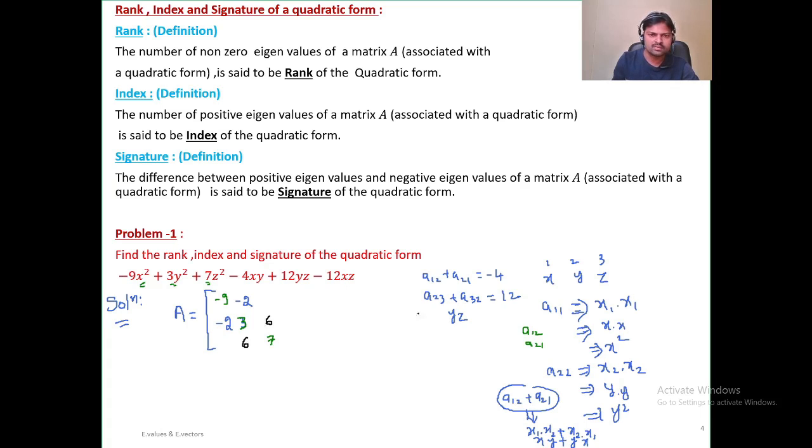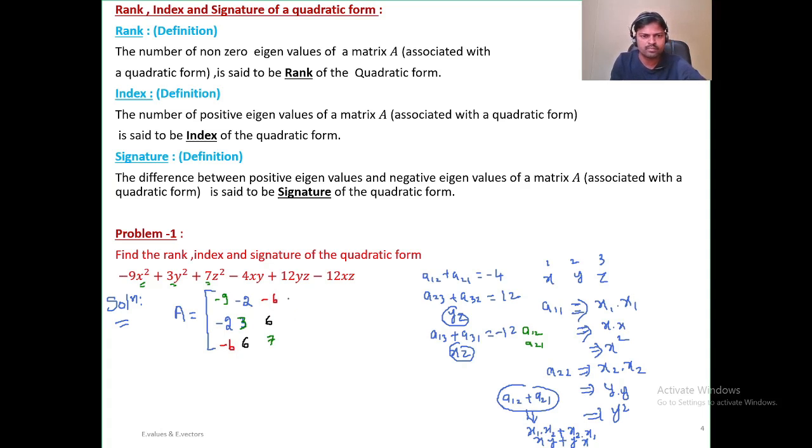Next one is XZ. What is XZ? X is first variable, Z is third variable. So 1 3. A13 plus A31 is nothing but the XZ coefficient. What is the XZ coefficient here? Minus 12. A13 means first row and third column entry, A31 is third row and first column entry. The sum of these two entries is minus 12. So this will be minus 6 and minus 6, like this. Minus 6, minus 6, minus 2.